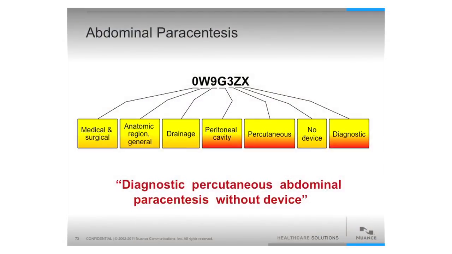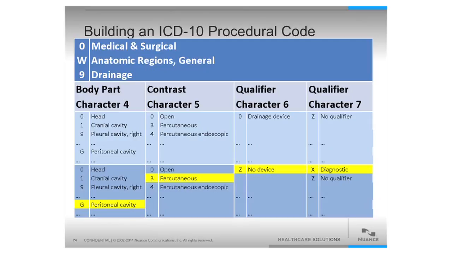You have to specify that it was diagnostic because it could have been therapeutic. Okay? You have to specify how you got there. You weren't using a scope or anything. You just went percutaneous. And that's it. It's not very complicated.